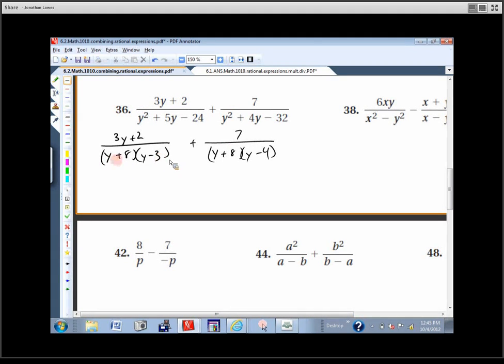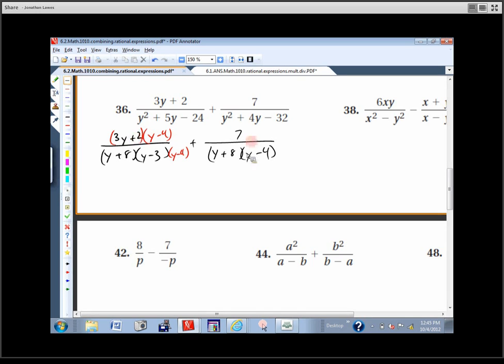Nothing. Careful. It's got a y plus 8 and y plus 8. This one has a y minus 4, so this one needs a y minus 4. I'm going to put that on the top. This is the first one we've run across like this. Once I put that up here, remember, I'm multiplying the entire numerator by y minus 4, so put the entire numerator in parentheses.